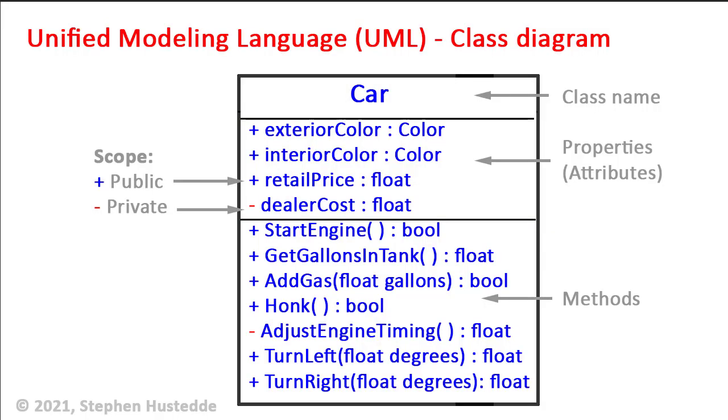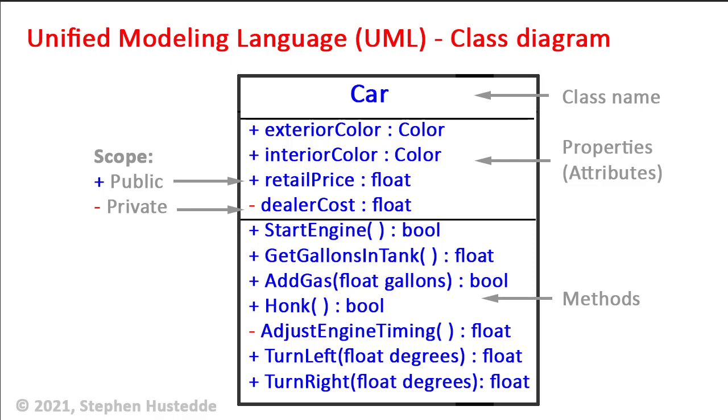In designing a class, our custom class, we use what's called a unified modeling language diagram. And there are various UML diagrams. This one is for a class designation, in which the name of the class goes at the top, and then you see some boxes below that. The first box is the properties or attributes. So our cars are going to have an exterior color. They might have an interior color. They'll have a retail price and a dealer cost.